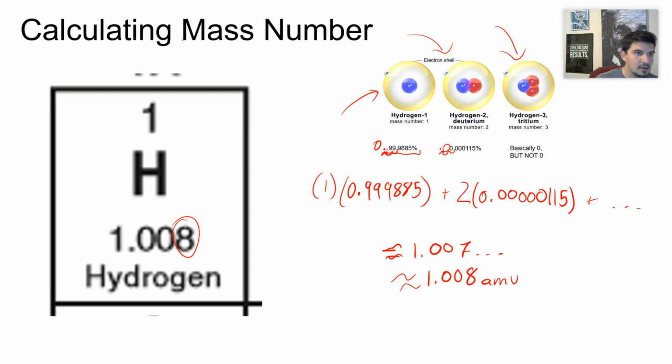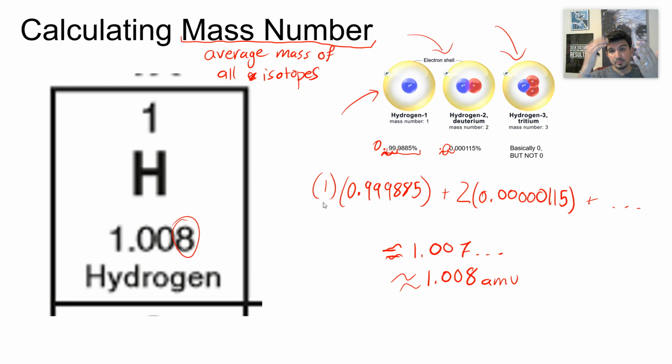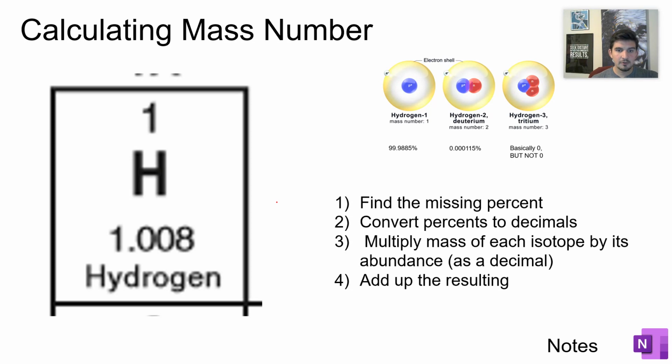Okay, so mass number, as it shows up in the periodic table, is an average mass of all isotopes. Can't forget that. If I'm asking you to do a calculation, you should do it this way. If I just show you a picture of some protons and neutrons and say what's the mass, you just add them up. Okay? So I broke it down into 4 easy steps.